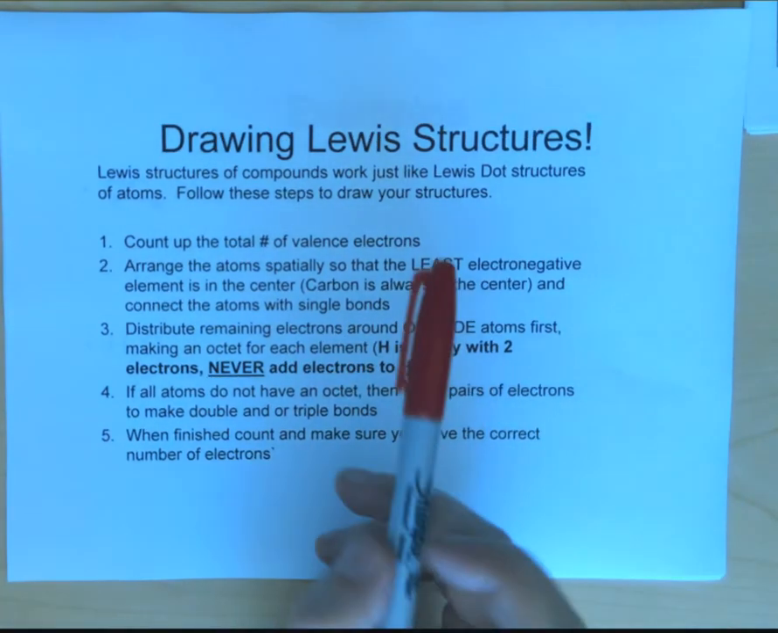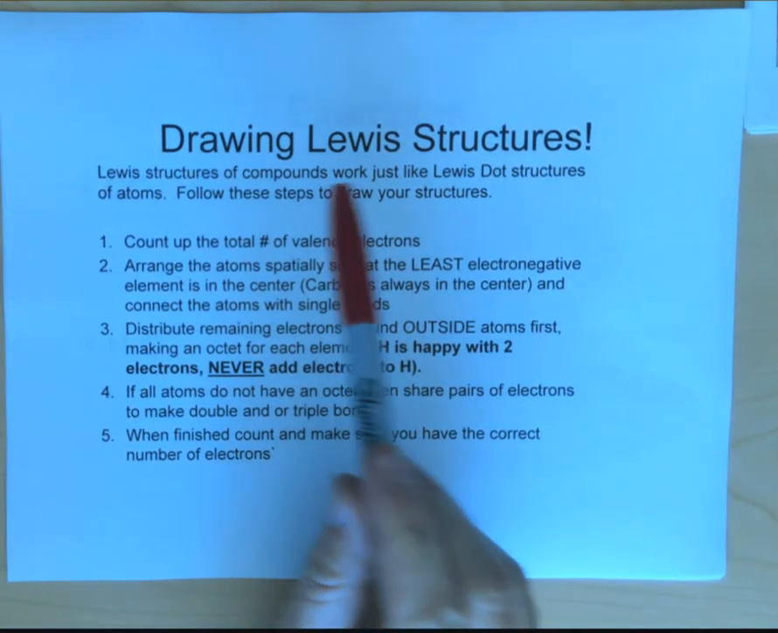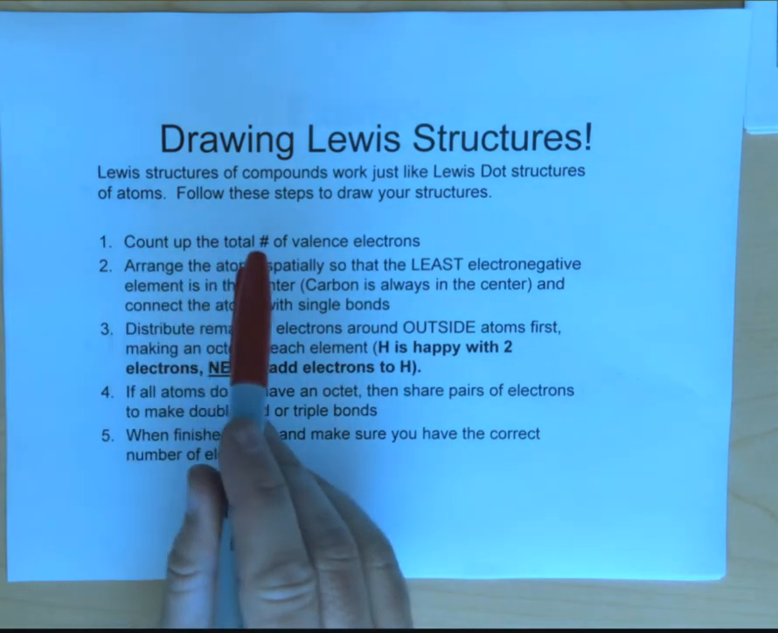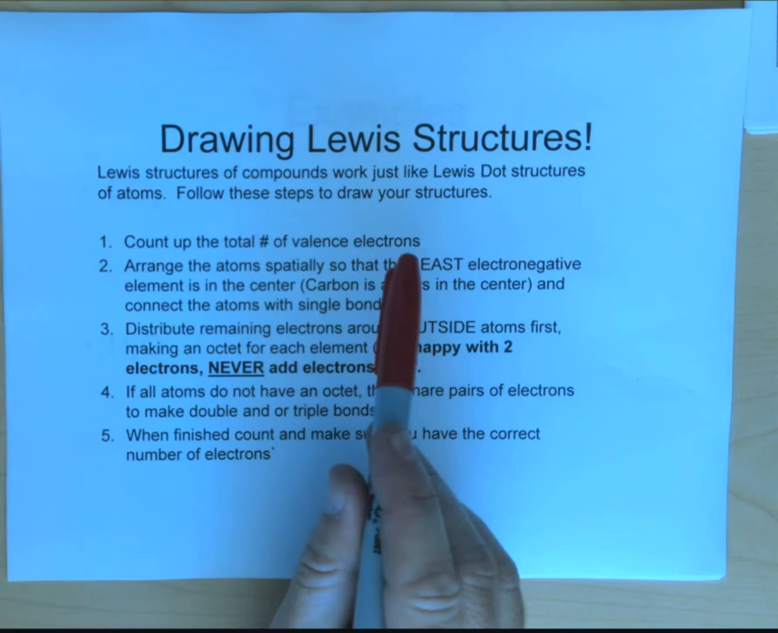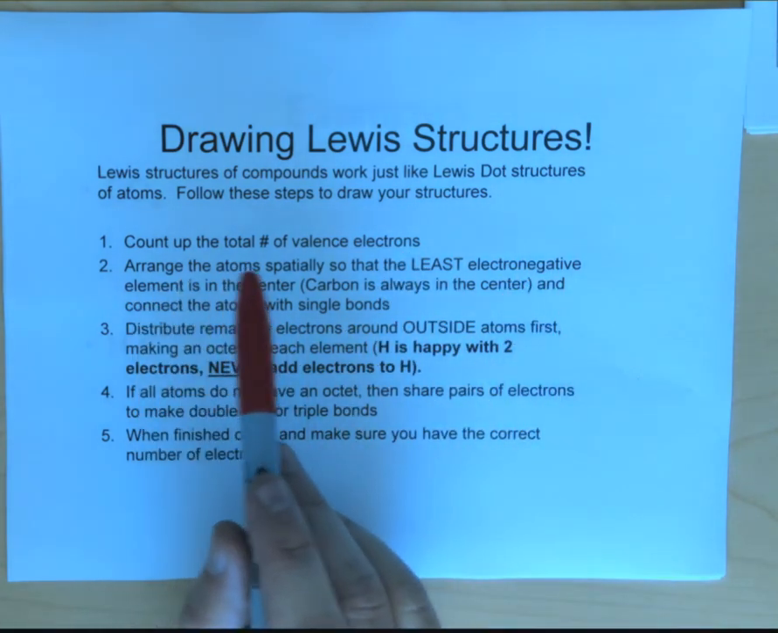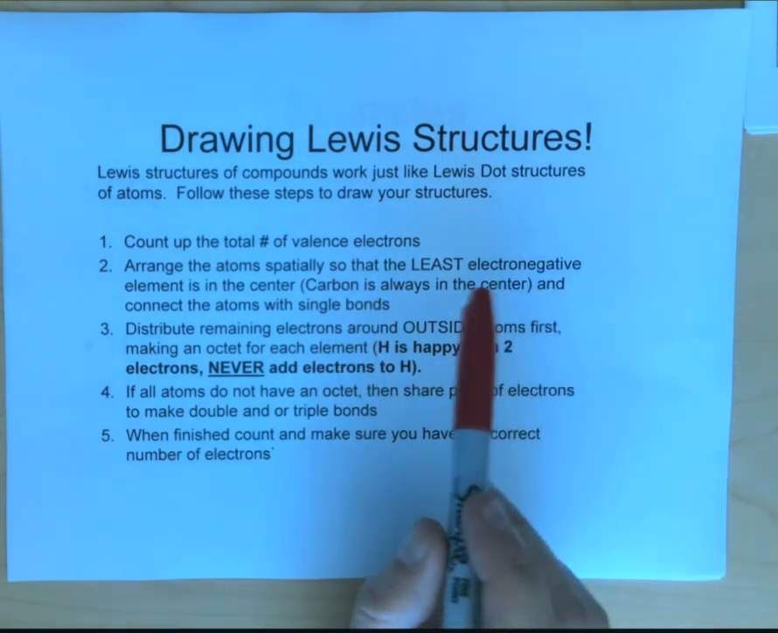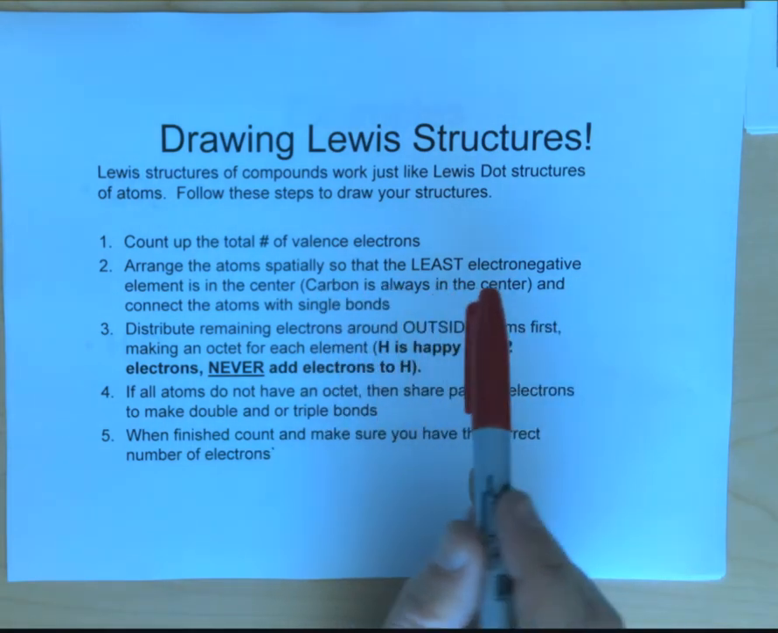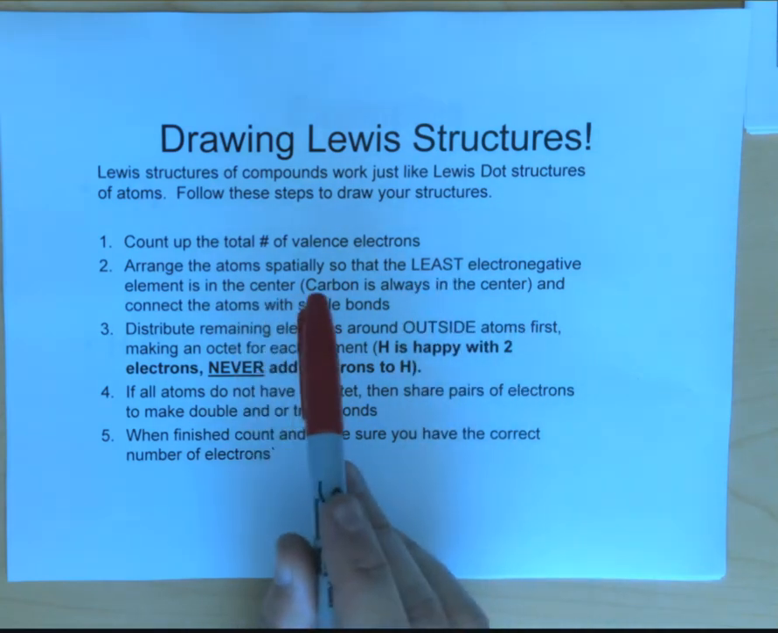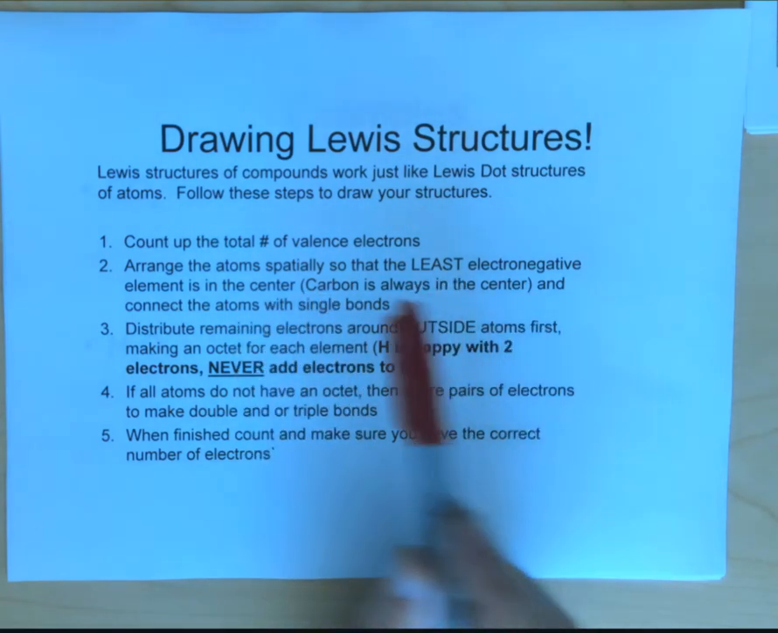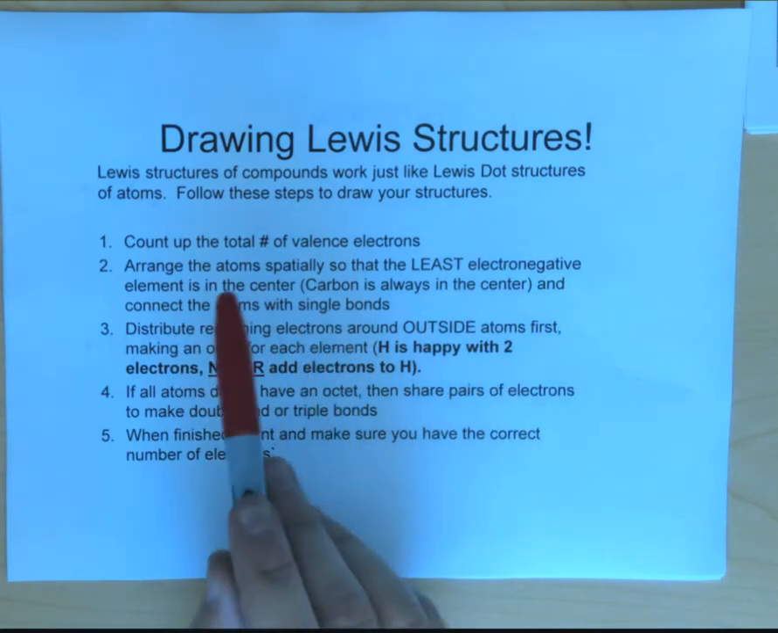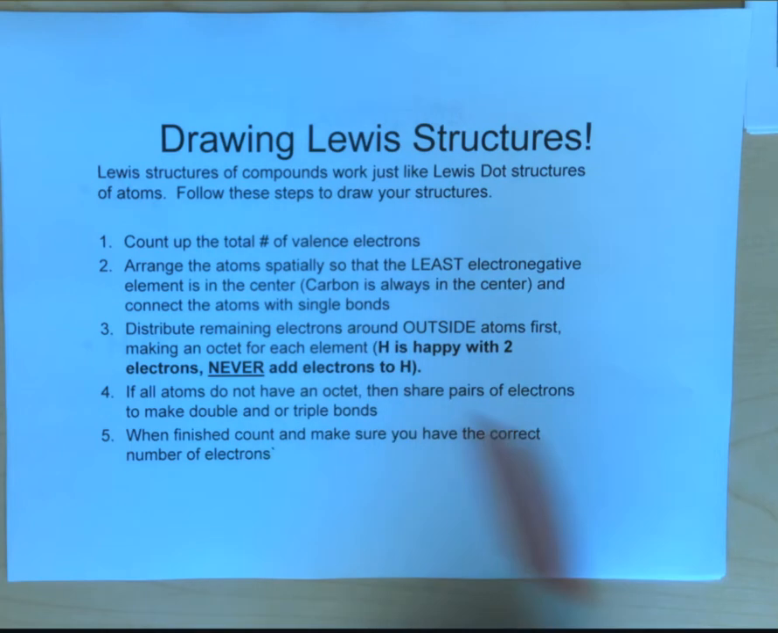We're going to be drawing Lewis structures for molecular compounds. So the first thing is count up the total number of valence electrons for all the elements. We're then going to arrange the atoms spatially with one atom in the center. Usually that is going to be the least electronegative atom. Carbon will always be in the center. And then we're going to take all those atoms and connect the outside atoms to the central atom with single bonds.